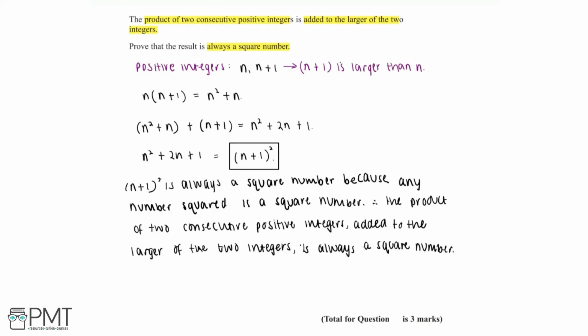Now this question is worth 3 marks, so let's take a look at where these marks are allocated. We get the first mark, finding that the product of the two consecutive positive integers is equal to n multiplied by n plus 1.